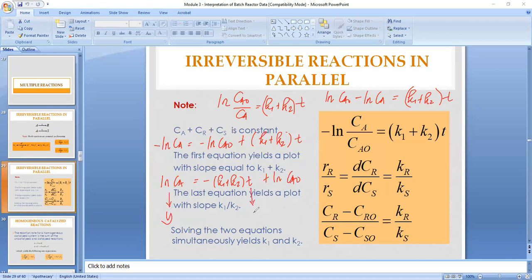This one, when plotted, will be your y. This one, the t, will be your x. The quantity K sub 1 plus K sub 2, the negative of that will be the slope of the line. And the entire ln of CaO will be the y-intercept.